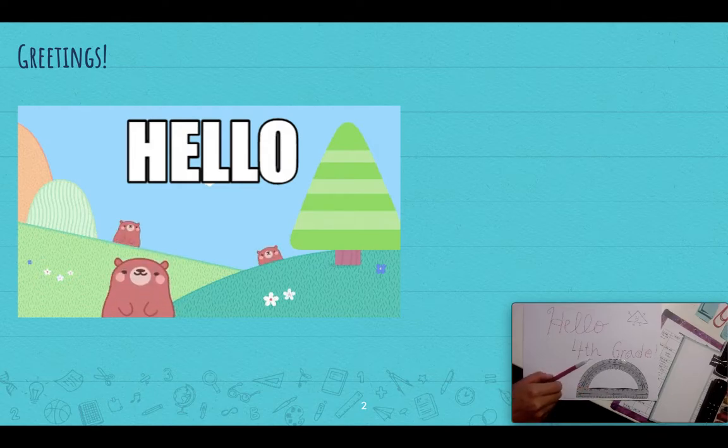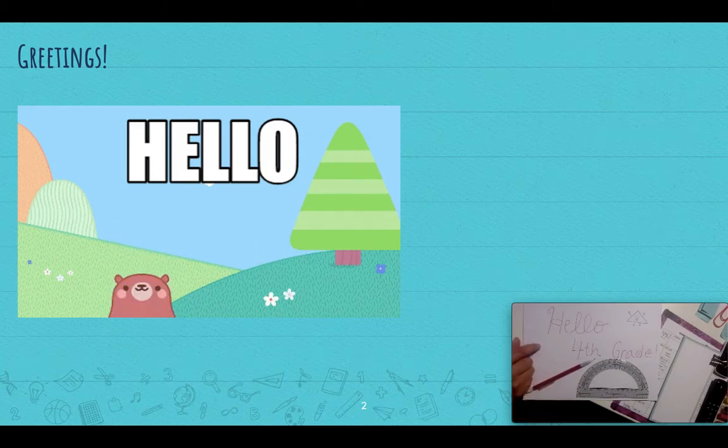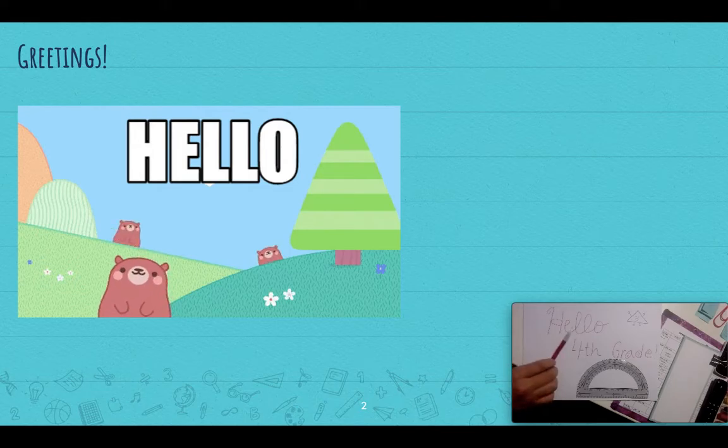Okay, so get your protractors ready, and I would recommend using blank sheets of paper to practice drawing for our guided practices today. Okay, all right, so here's my hand. Let's get started.